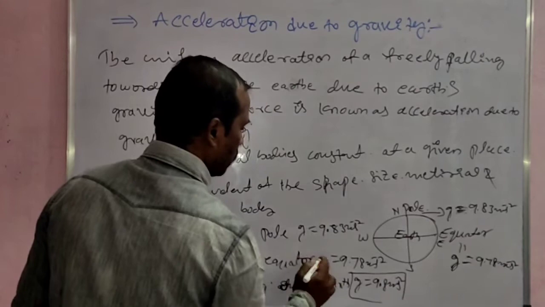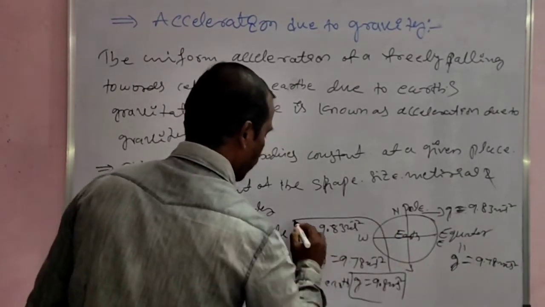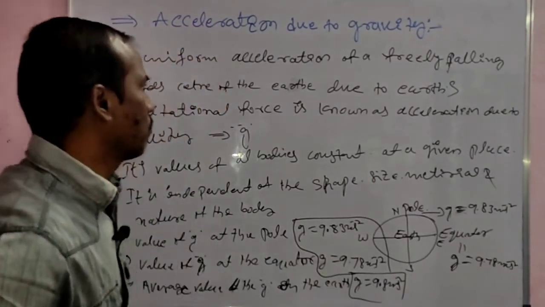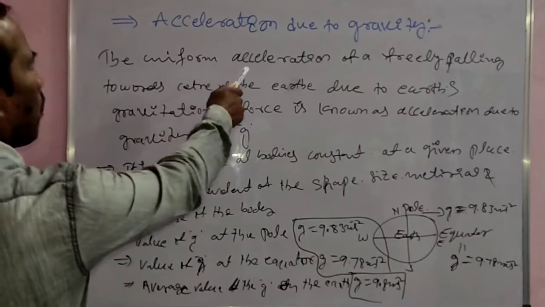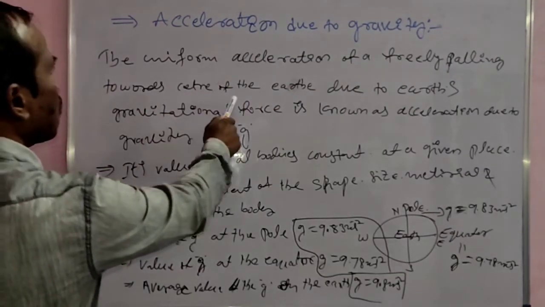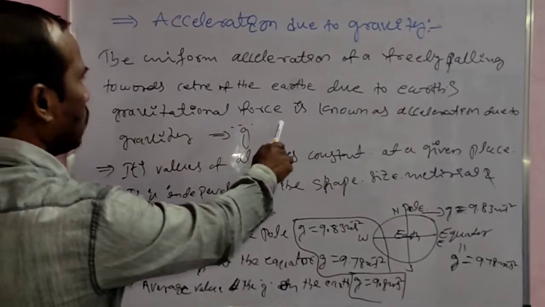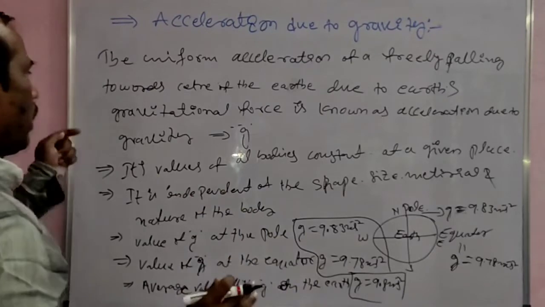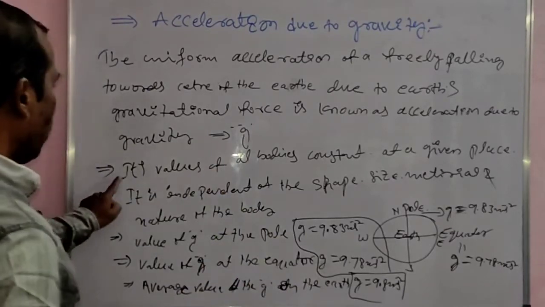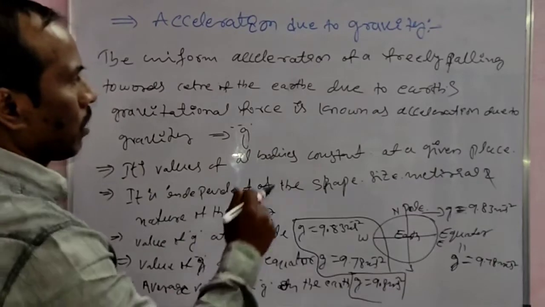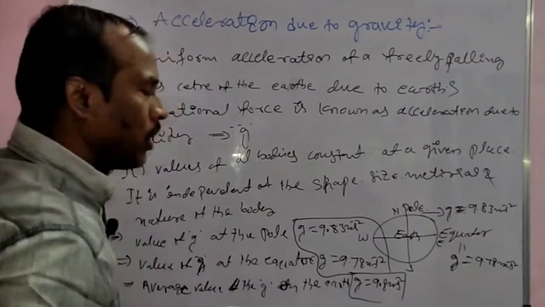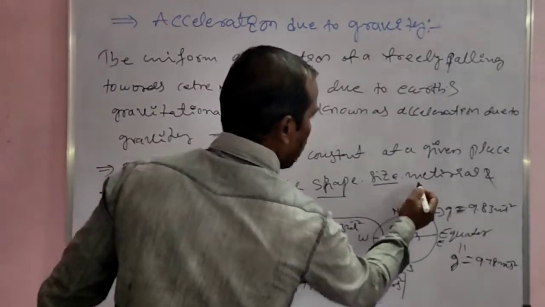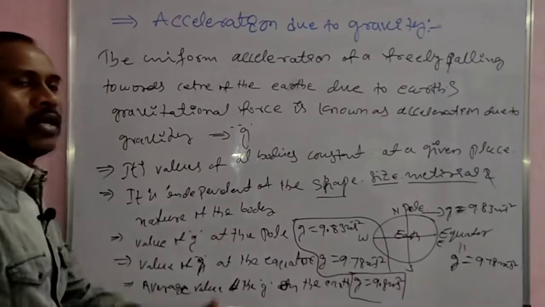Okay, these are very small pieces of information about small g, acceleration due to gravity. Note this one. First of all, the statement: the uniform acceleration of a freely falling body towards the center of the earth due to earth's gravitational force is known simply as acceleration due to gravity. It is denoted by small g. Next, its value is constant for all bodies at a given place. Next, it is independent of the shape, size, material and nature of the body.